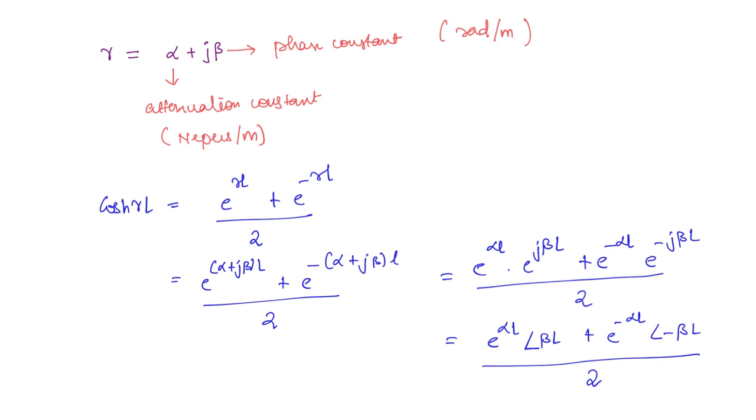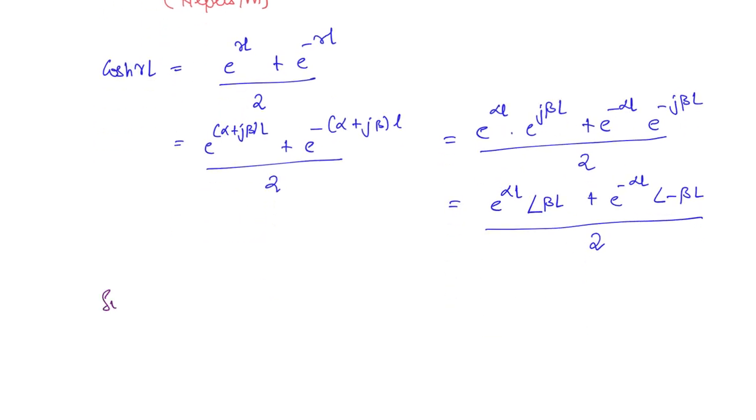Similarly, you can write for sinh gamma L. This will be 1 by 2 times e to the power alpha L angle beta L minus e to the power minus alpha L angle minus beta L. So these expressions will help you to calculate the hyperbolic functions easily.